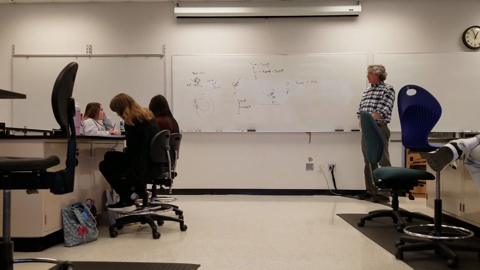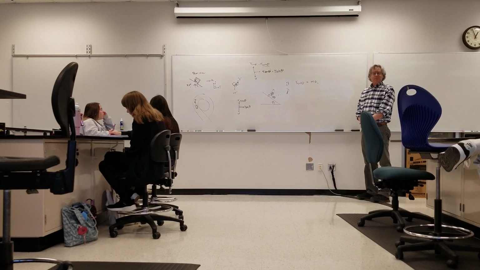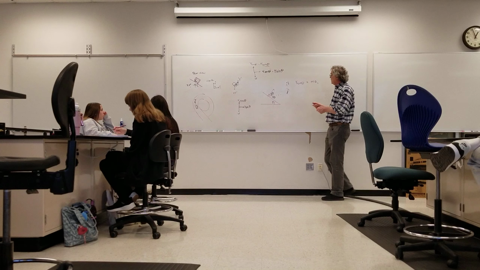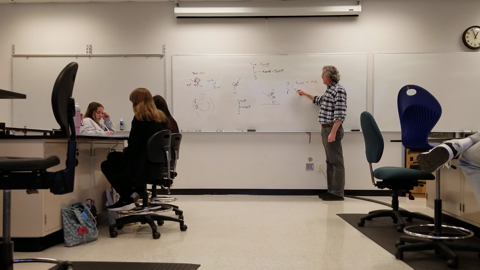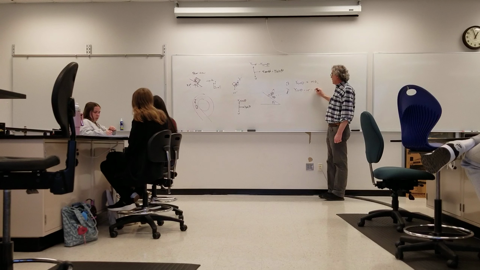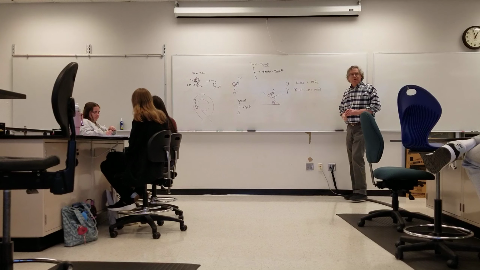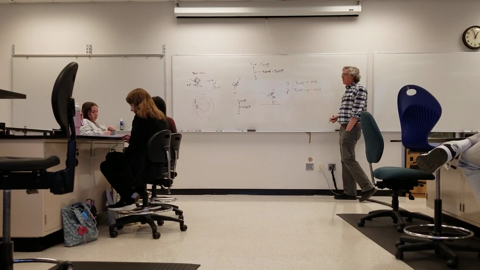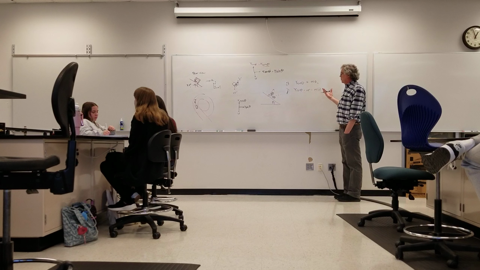All right, we've got another equation to go. N cosine theta, minus the weight, is equal to mass times 0. All right, so there are the two equations.